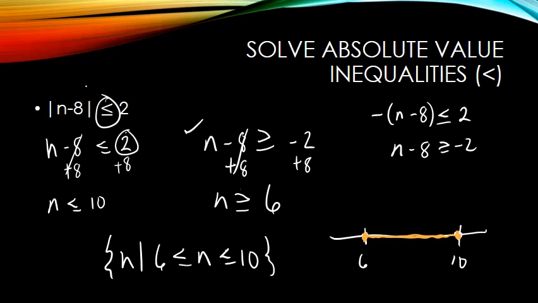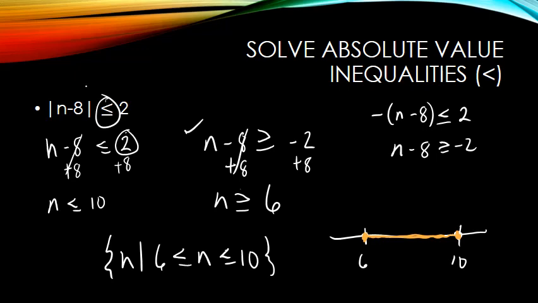So when solving absolute value inequalities, you're going to set up two cases. When you set up your second case, you're going to flip the inequality for the second case and solve. If it's a less than, it's going to be an and statement. Greater than is an or statement. We're going to see that in a moment.